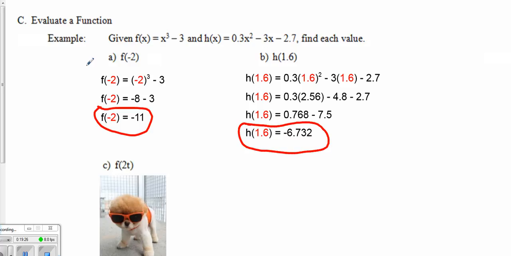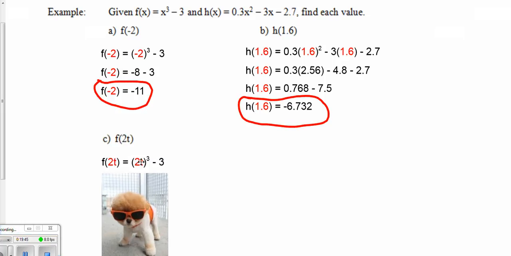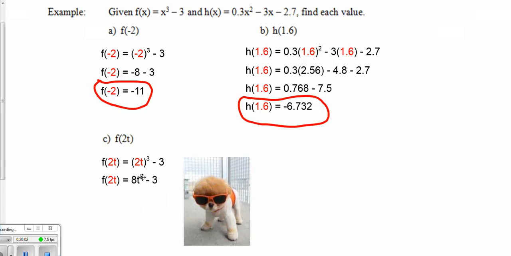For our last one, it'll be a little bit different. We're not plugging in an exact number. We're plugging in a new value. So instead of plugging in an exact number for x up in f of x, we're just going to replace all of these x's with 2t. So f of 2t equals 2t is the amount that's now cubed minus 3. Remember, cubed means times itself times itself. So 2t times 2t times 2t comes out to 8t cubed, and then minus 3.